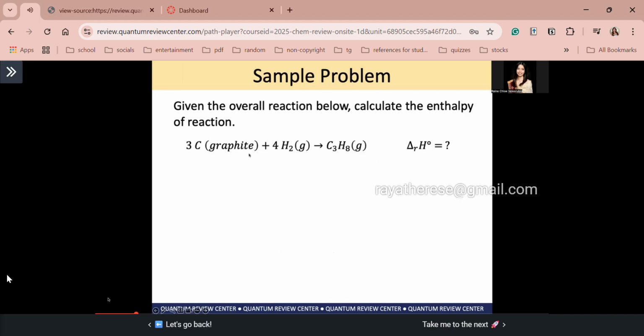Given the overall reaction below, calculate the enthalpy of reaction. So here we have graphite plus 4H2 forms C3H8, and then we have to find the enthalpy of reaction. Again, guys, the enthalpy of reaction is equal to the summation of the enthalpy of the products minus the summation of the enthalpy of the reactants.